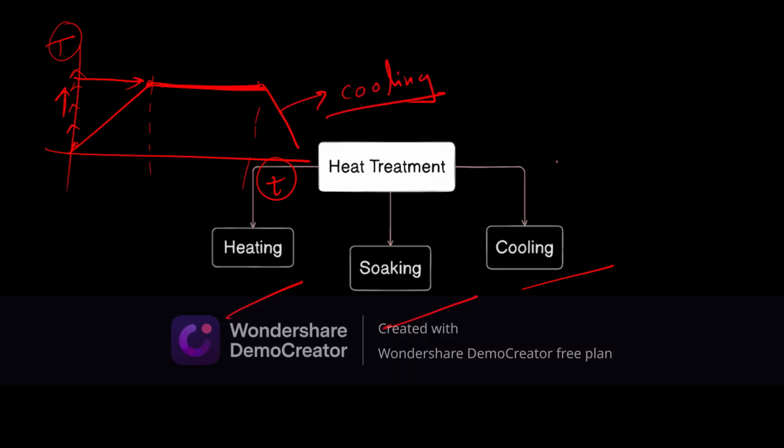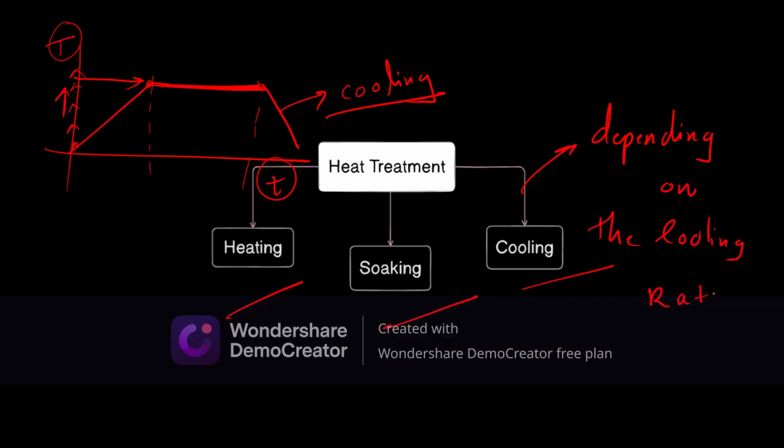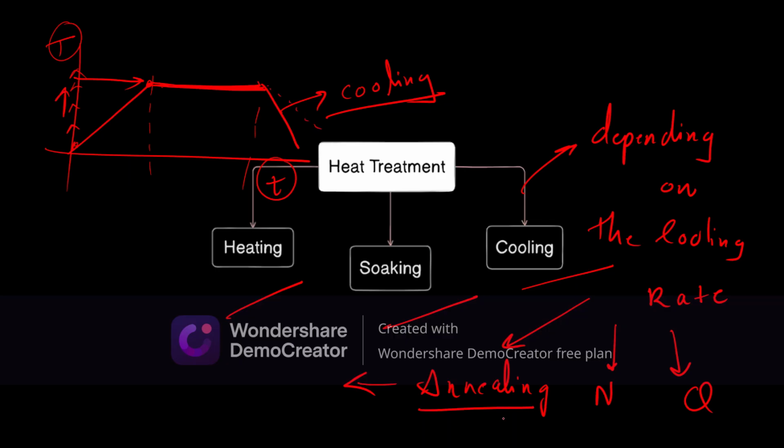Depending on the cooling rate, we have different types of heat treatment. First one is annealing. Second one is normalizing. Third one is quenching. Annealing is very slow. When the cooling rate is very slow, the process is known as annealing. This process is also known as furnace cooling.